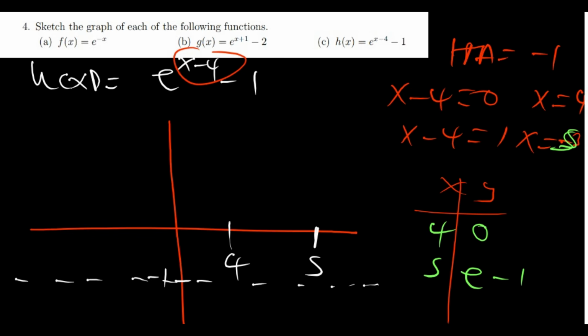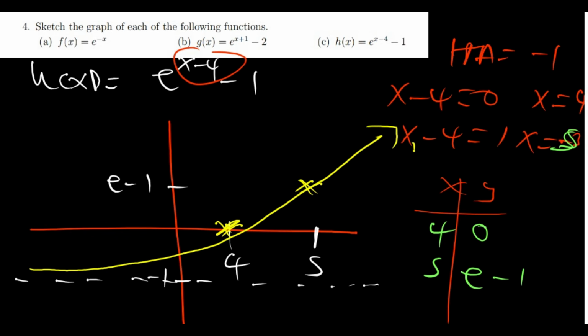Let's see. I'll put my e minus 1 here, because e minus 1 is going to be approximately 1.178, somewhere there. So let's see. We have got 4, 0 is this point. 5, e minus 1 is this point. Running away from -1, going there. That is going to be our graph. So that is it for question 4.